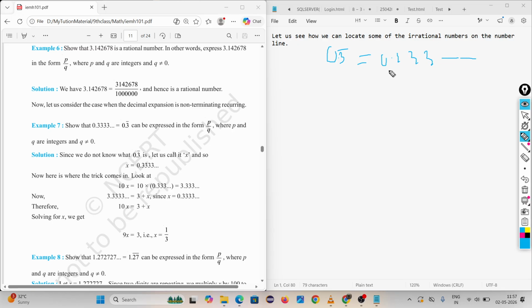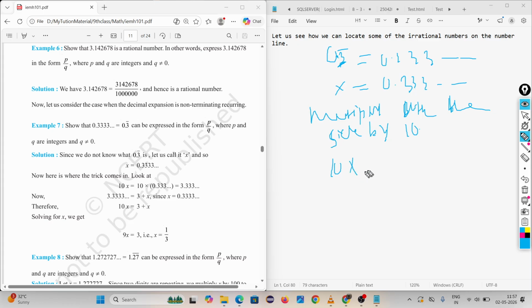Suppose I write this as x. x equals 0.3333. You understand? Then look, after the decimal only one digit is repeating. So if one digit repeats, multiply both sides by 10. Then it will become 10 into x, and 0.3333 into 10.